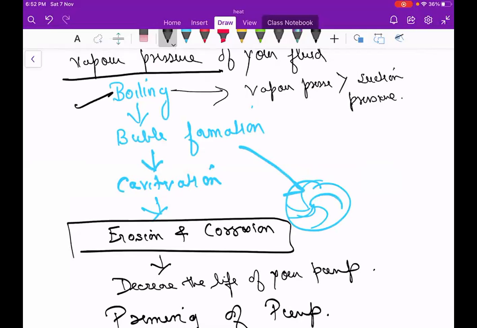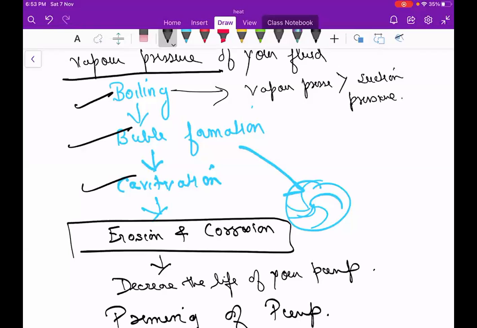Boiling will happen, bubble formation will happen, cavitation will happen. When cavitation happens, you will hear a crackling sound in the system. When the crackling sound is coming, it means that air is going into your pump. The mixture of air and water is going in the pump. Due to this, after some time the blades will be damaged and your pump will be destroyed. So we should always avoid the formation of cavitation.